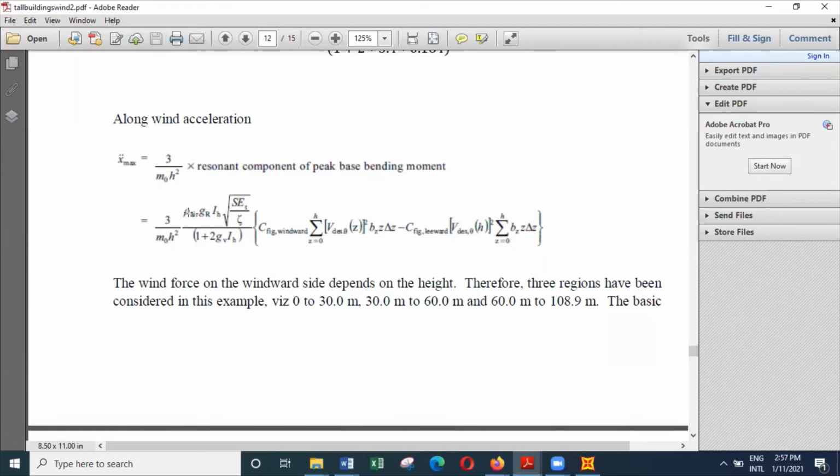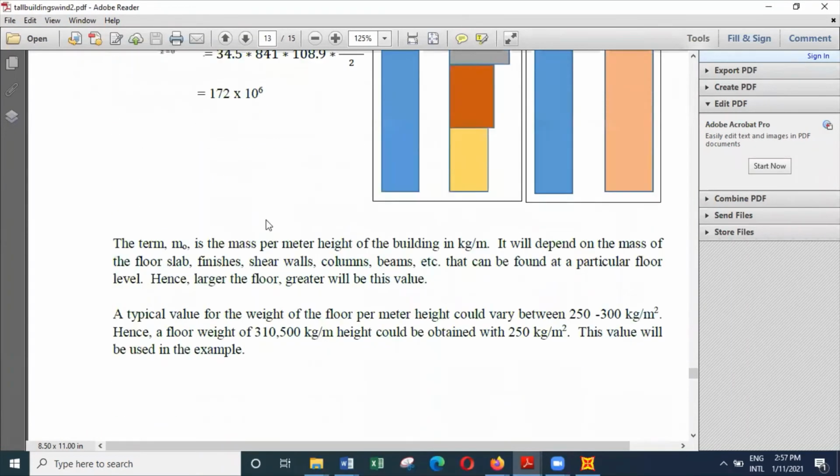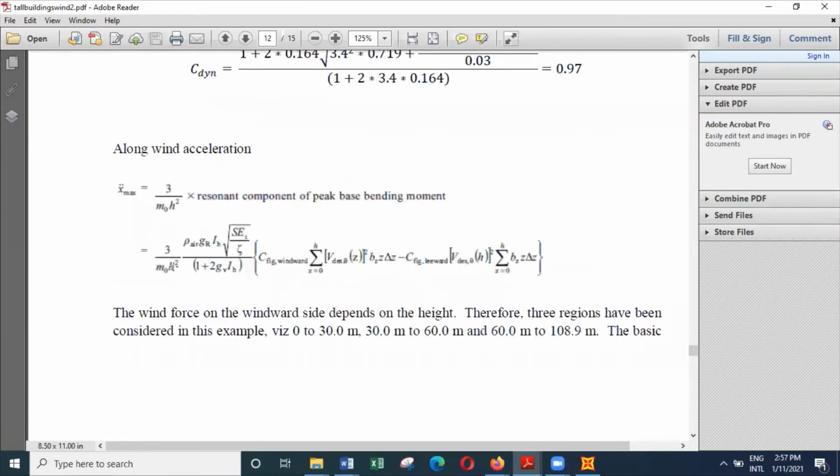Then we can substitute for these values, rho air, GR, IH. But the only thing is, we have to see whether we can make use of the earlier values or whether we have to calculate new values. And you will find that some of these actually depend on the velocity. Because of that, some of these parameters need to be calculated for the new velocities. And then we also have a term called mass, M0.